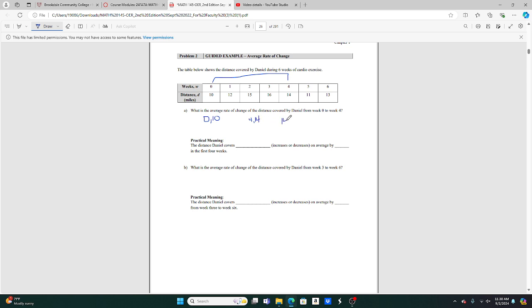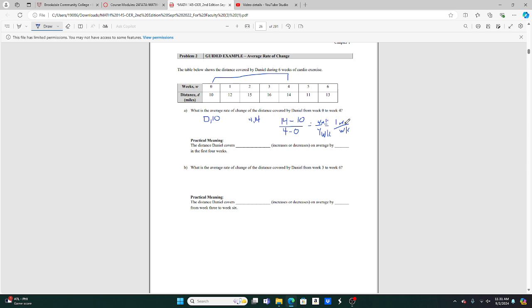So I'm going to do y2, which is 14, minus y1, which is 10, over x2, which is 4, minus x1, which is 0. It's going to be a total of 4 over 4, which is 1. Now I want units on this, so let's take a look here. On the bottom are weeks, so this is going to be in terms of weeks. And on top is going to be the distance in miles. This is going to be miles.